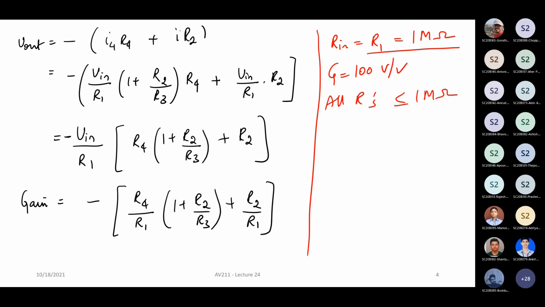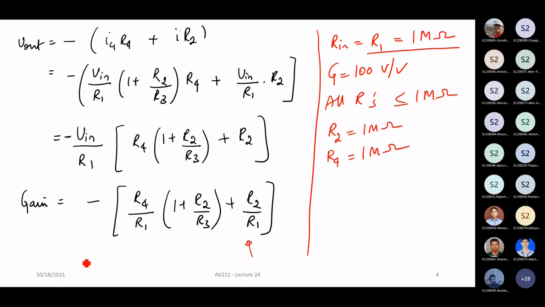Now the other thing is there is this factor R2 by R1. Okay. So if you put it a smaller value, it will only reduce your gain. So let us say R2 is also equal to 1 mega ohm. So what do you get? You get R4 by 1 mega ohm into 1 plus R2 by R3 plus R2 by R1. Let us say R4 is also 1 mega ohm.